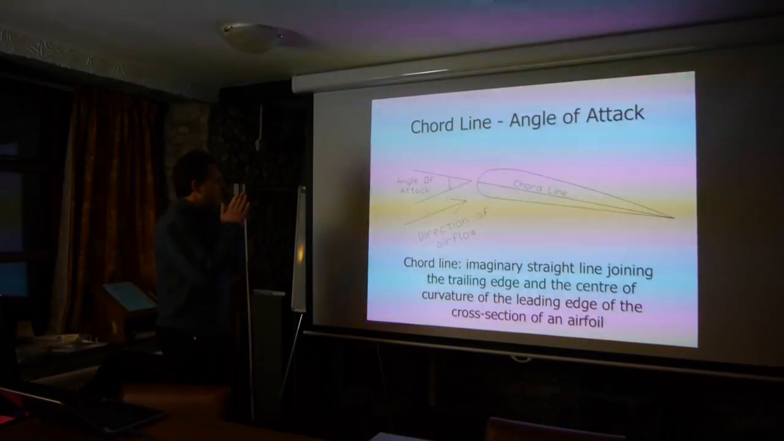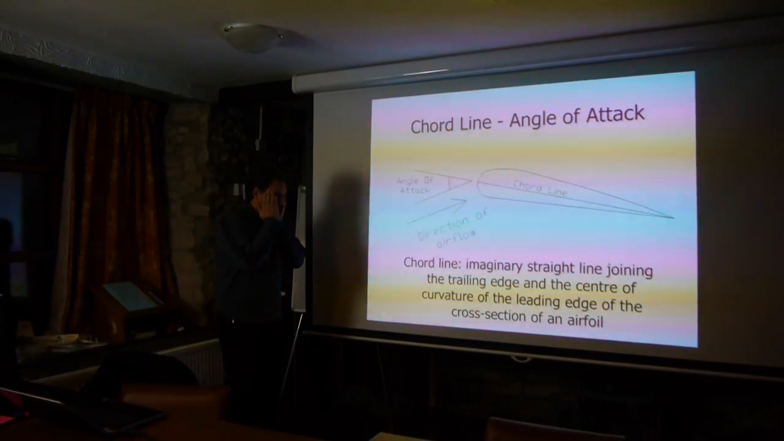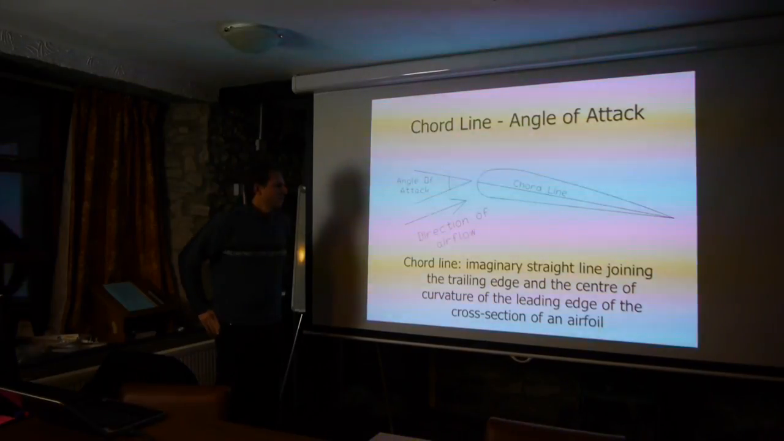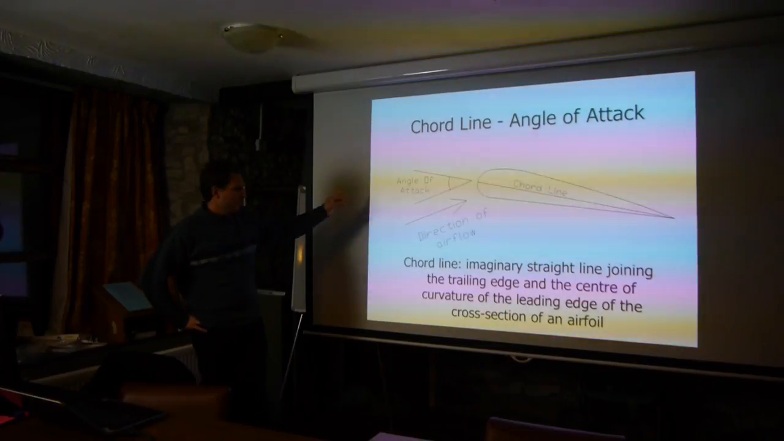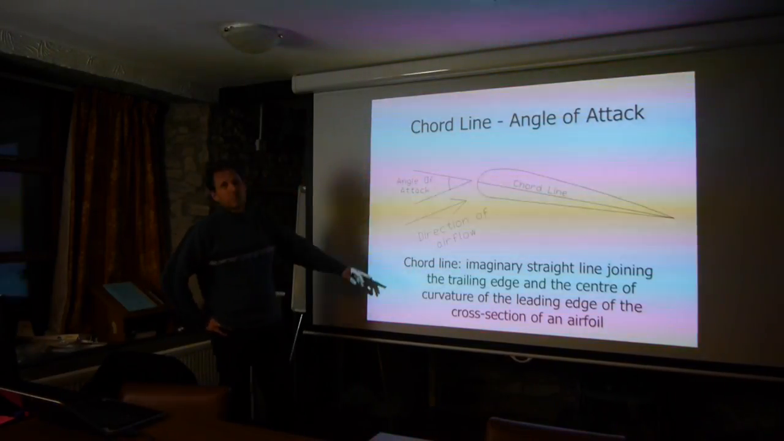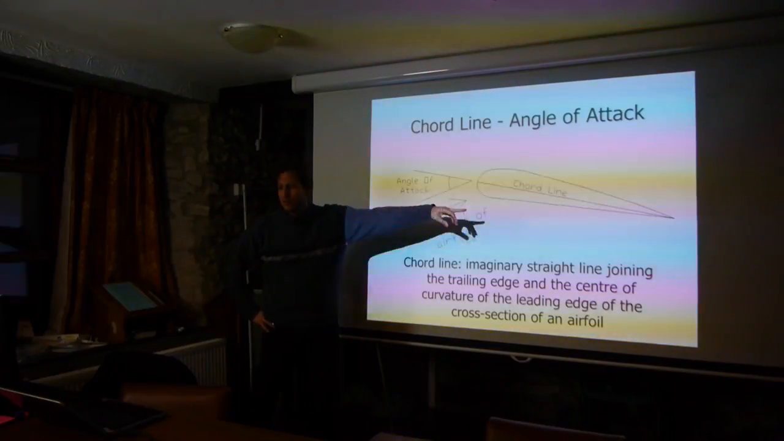The chord line and angle of attack. The chord line, does anyone know what it is? You should have come across it in your everyday flying. The chord line is an imaginary line that goes from the center of the leading edge to the center of the trailing edge.